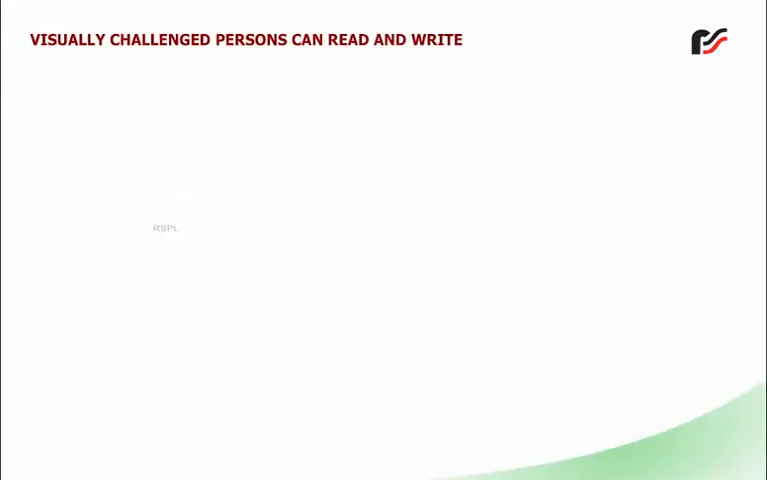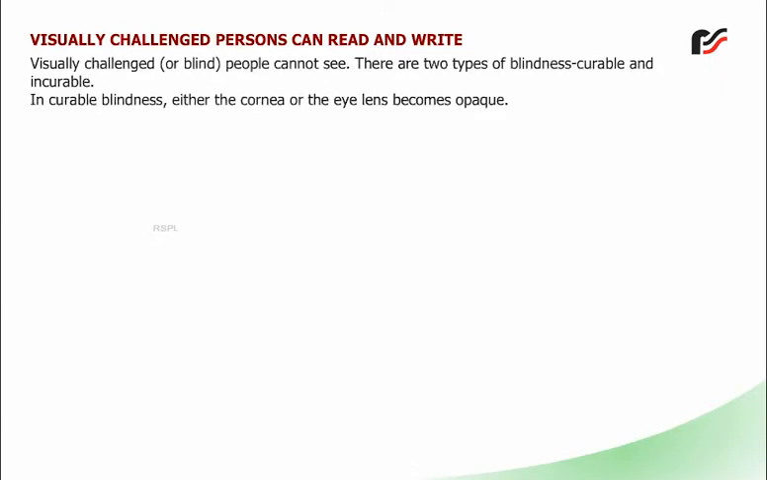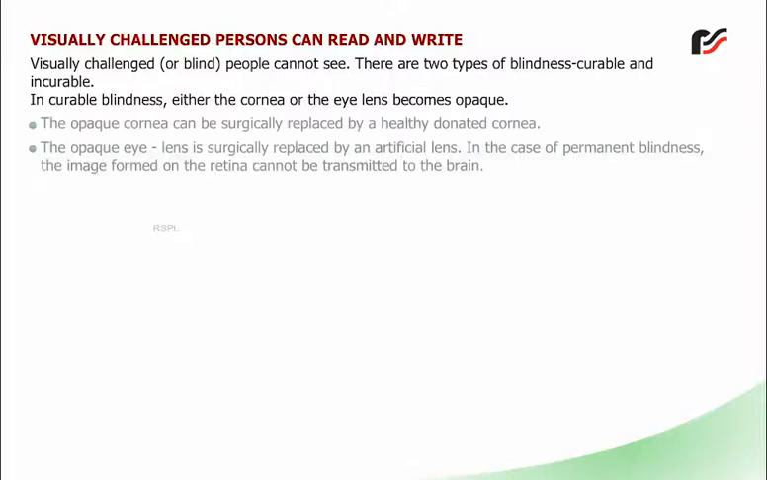Visually challenged person can read and write. Visually challenged or blind people cannot see. There are 2 types of blindness, curable and incurable. In curable blindness, either the cornea or the eye lens becomes opaque. The opaque cornea can be surgically replaced by a healthy donated cornea. The opaque eye lens is surgically replaced by an artificial lens.